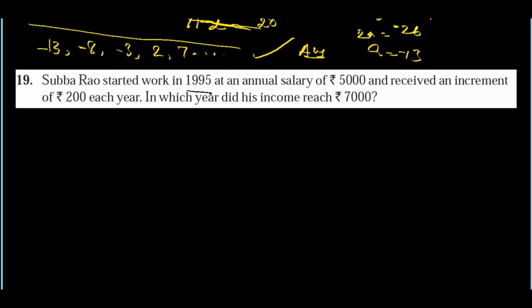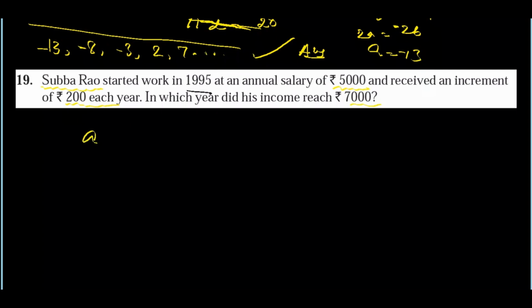Subbarao started work in 1995. Big businessman, okay? Crores of rupees, yes. Subbarao started work in 1995 at an annual salary of 5,000. Only 5,000? And received an increment of 200 per year. Wow. In which year did his income reach 7,000?